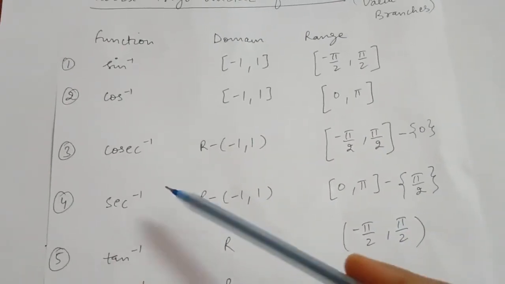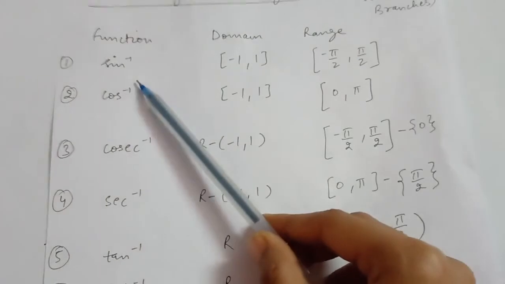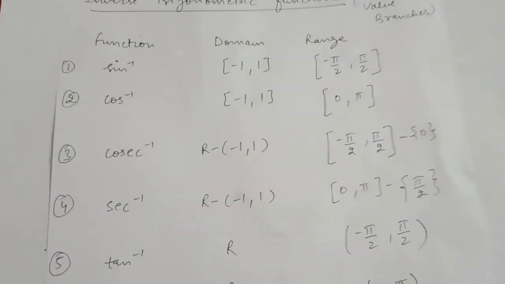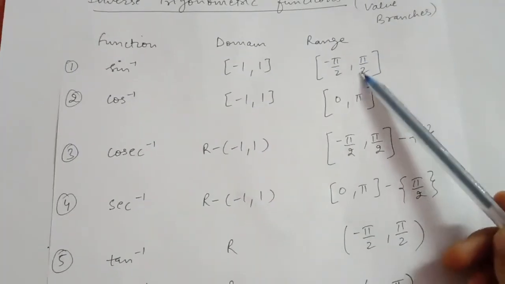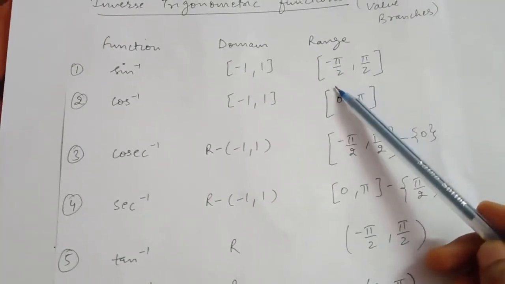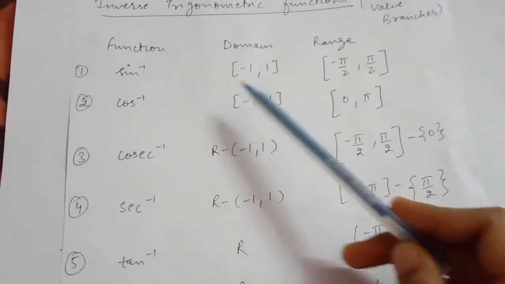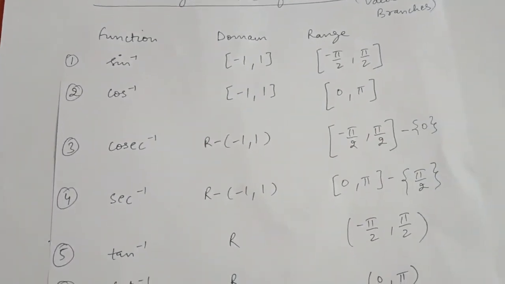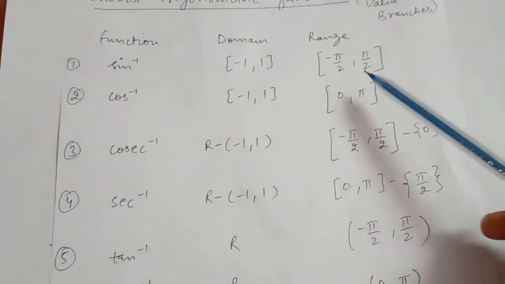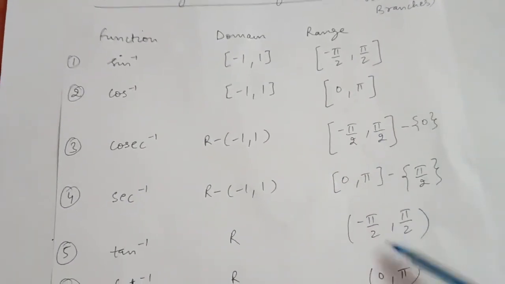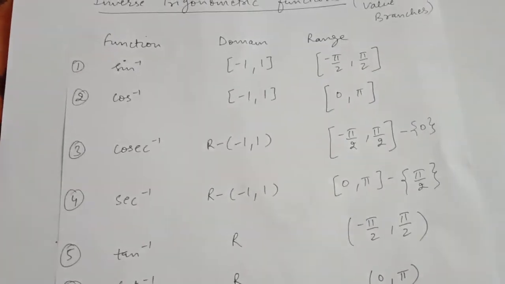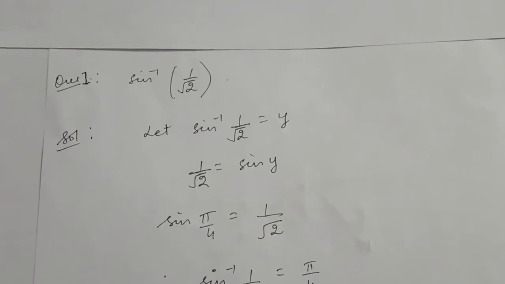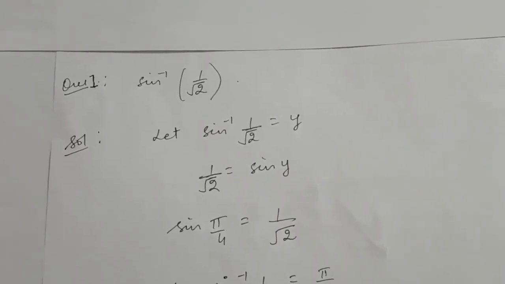Suppose I say sine inverse 1, then sine inverse 1 is pi/2 and pi/2 lies in this range. So we can say that the principal value of sine inverse 1 is pi/2. So if the value of an inverse trigonometric function lies in these respective ranges, then we say it is a principal value. Now question number one is to find the principal value of sine inverse 1/√2.